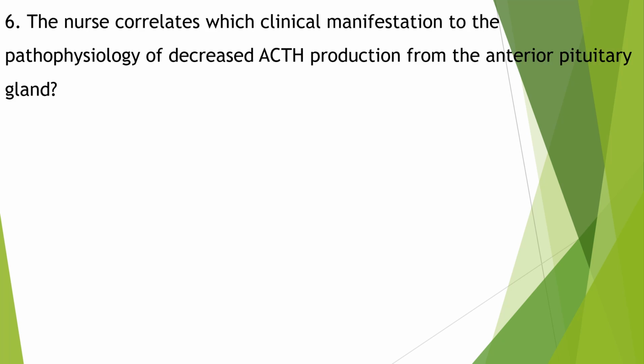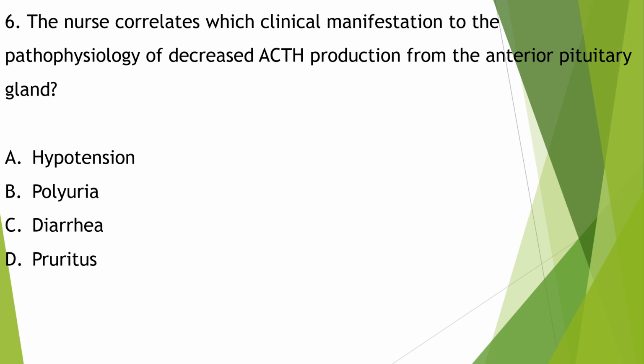The nurse correlates which clinical manifestation to the pathophysiology of decreased ACTH production from the anterior pituitary gland? Hypotension, polyuria, diarrhea, pruritus. Hypotension and tachycardia develop secondary to decreased secretion of ACTH, leading to decreased secretion of glucocorticoid and mineralocorticoid, resulting in sodium and water loss.